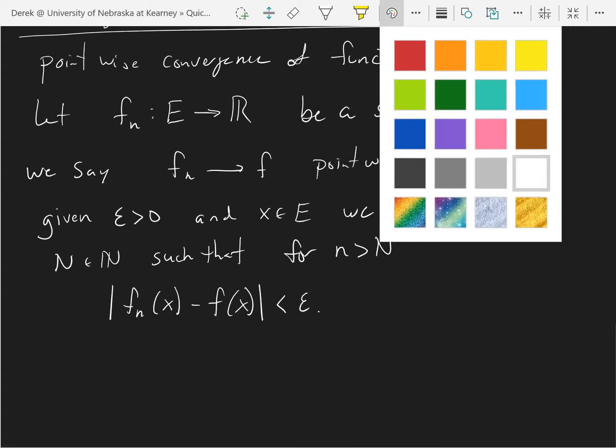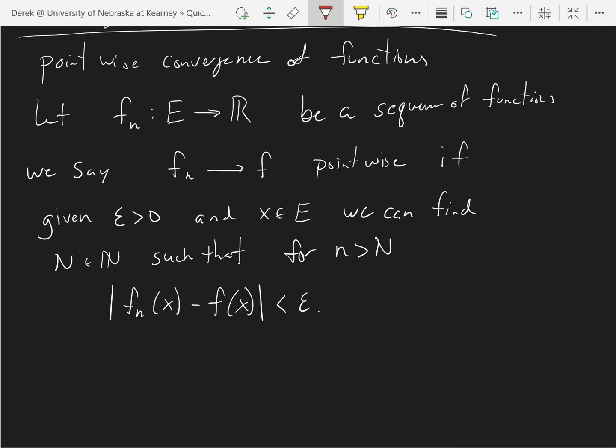Okay, so let's look at this a little bit. This N value that we find depends on both epsilon and x. So this is kind of like continuity at a point. With continuity at a point, I got to pick the point and I got to pick epsilon, and then I had to find a delta that worked for that point and that epsilon. It's the same thing here. I pick a point and an epsilon, and I have to find an N that works for both.